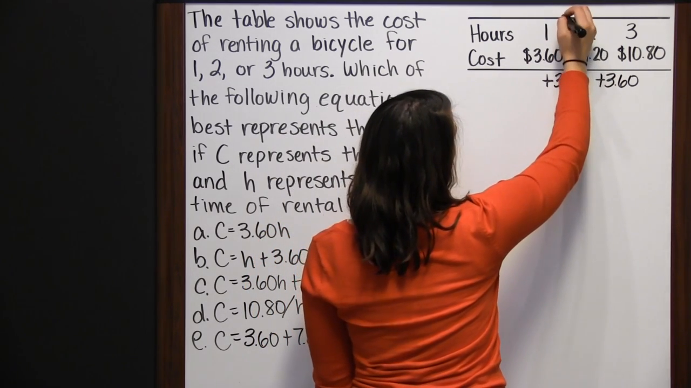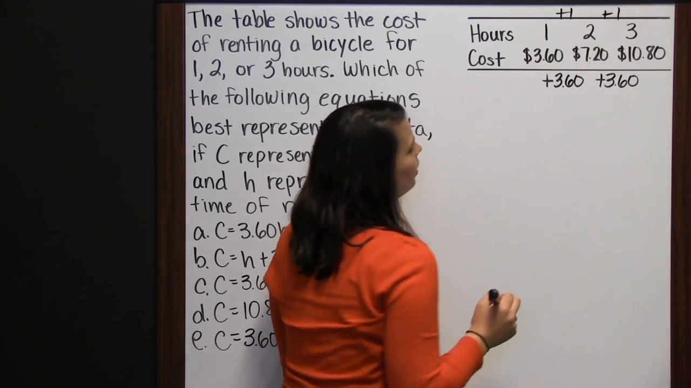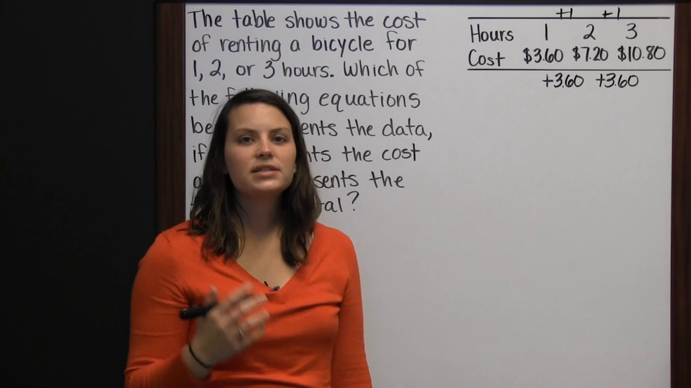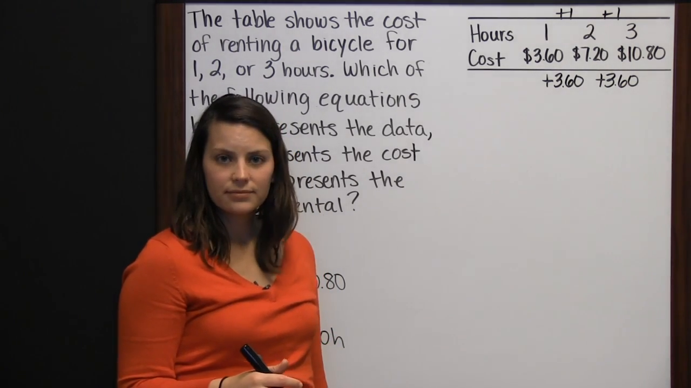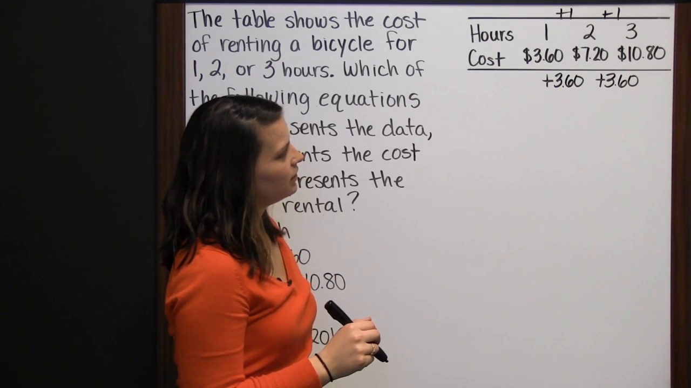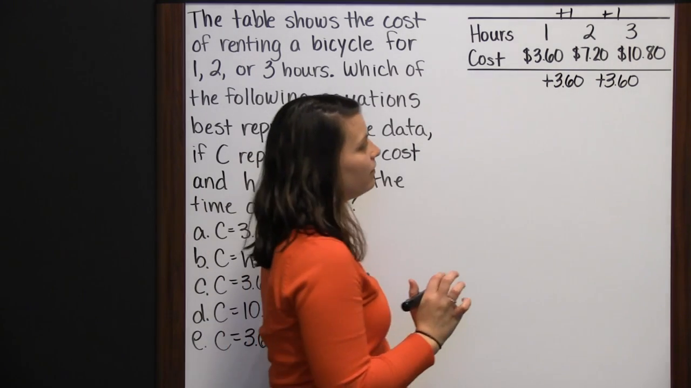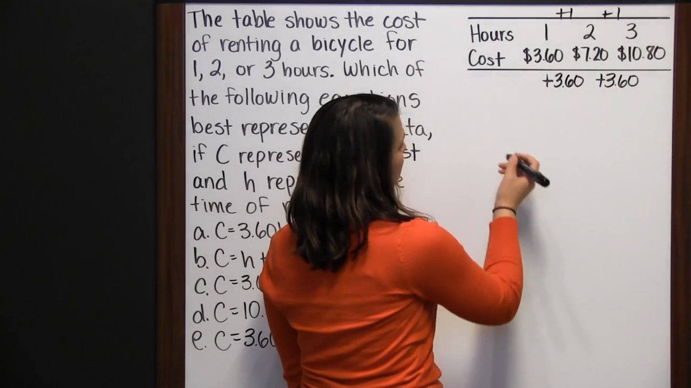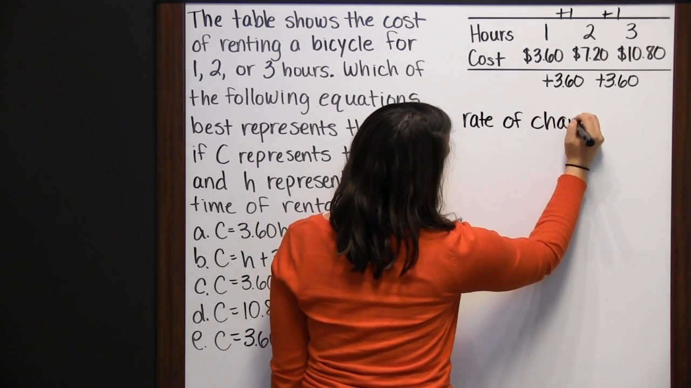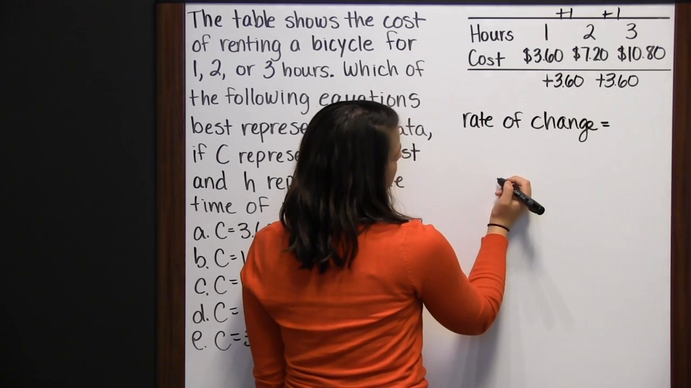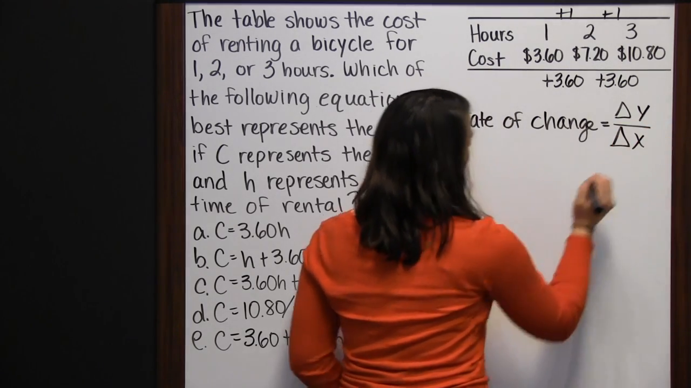So from 1 to 2, I increase by 1. From 2 to 3, I also increase by 1. So there's a constant change in my independent variable, my time, as well. This tells me that there's a linear relationship here. So to write my function rule, I simply need to find my rate of change, which is the change in Y divided by the change in X.